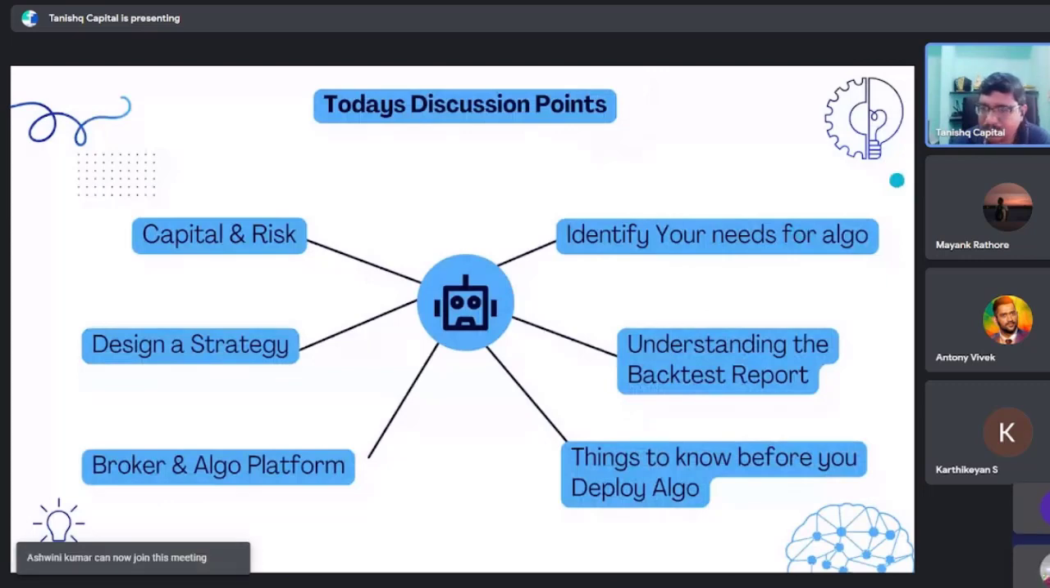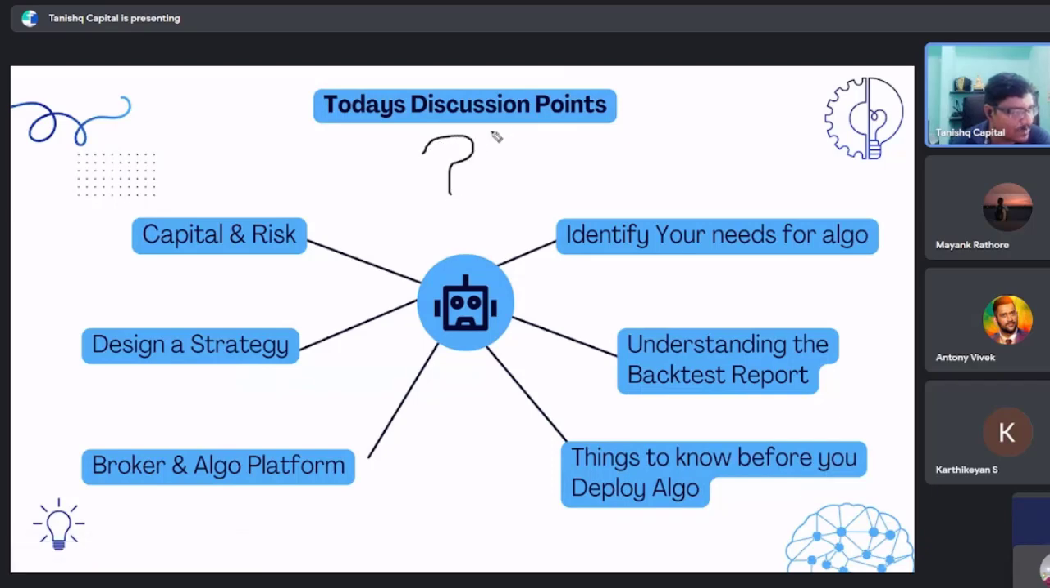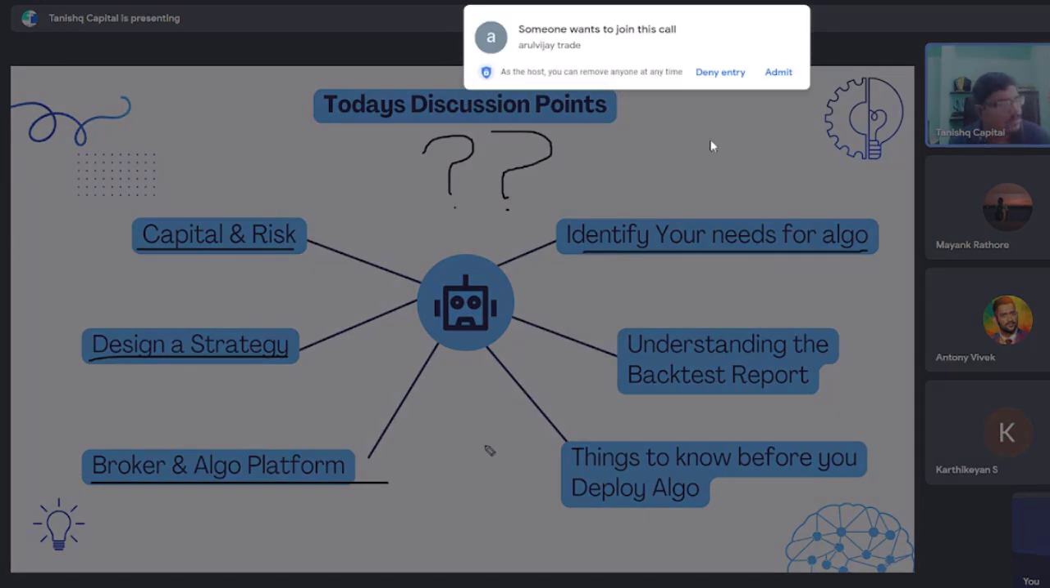So today's discussion points are these. First of all, why algo? That is the main discussion point we need to see. Then how you need to handle capital and risk, how you need to design a strategy, on what basis, and identify your needs. Then which broker and which algo platforms are better, and whatever I'm using, I'm going to discuss with you.